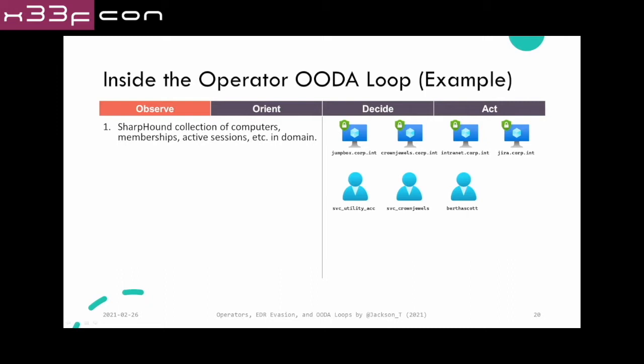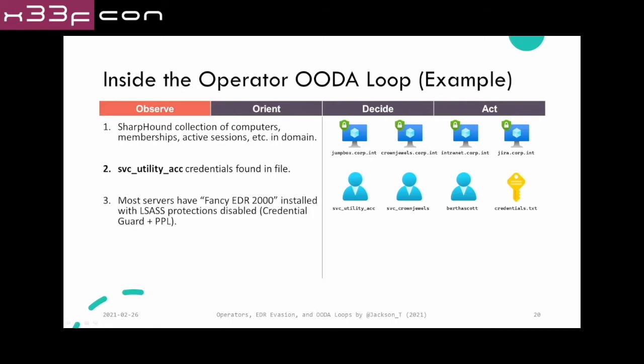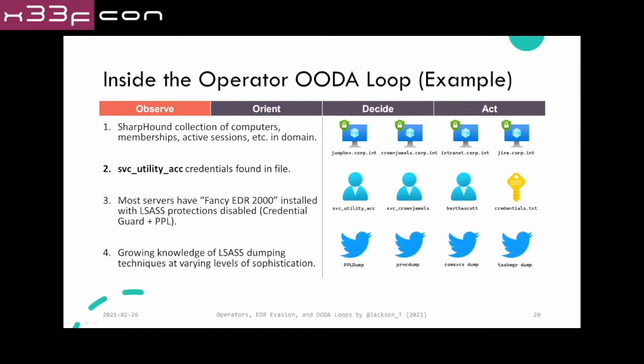We also have credentials for a utility service account that were found in a file at some point during the op. And then as we're traversing through the environment, we can see that this fancy EDR 2000 product is installed on most endpoints we come across, and that LSASS is lacking protections like Credential Guard or having PPL enabled. And in addition to the observations we make from the operational environment, from a self-growth standpoint, we have this growing knowledge of various LSASS dumping techniques.